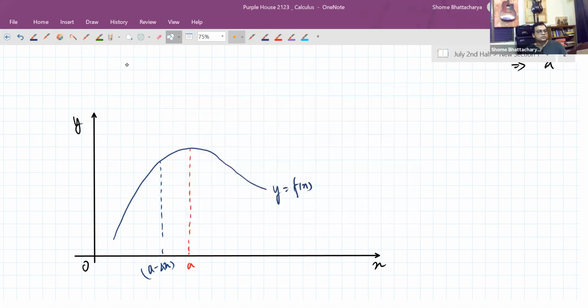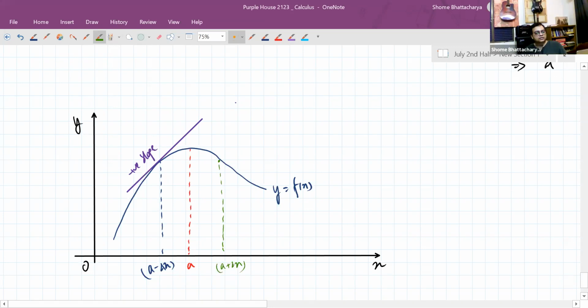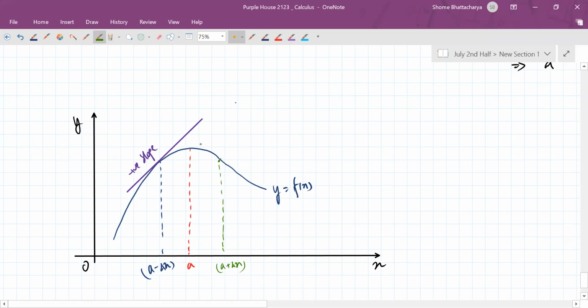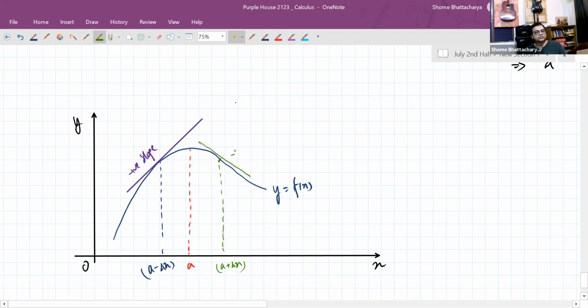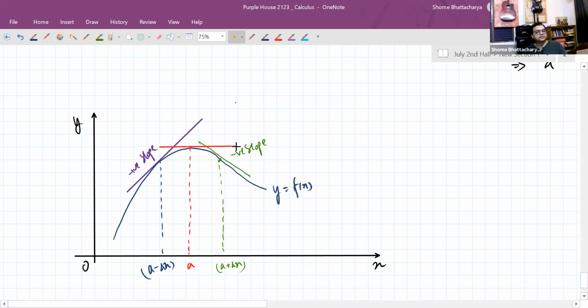So if the function is reaching a peak at the point A, then if I draw a tangent at some point a little before A, it should have positive slope. Whereas if I draw a tangent at a point a little bit after A, definitely it will have a negative slope. So at A plus delta x, the tangent has a negative slope. Now what can I say about the point A precisely? At A, the tangent should be a flat line, zero slope, because that's how the function is behaving.